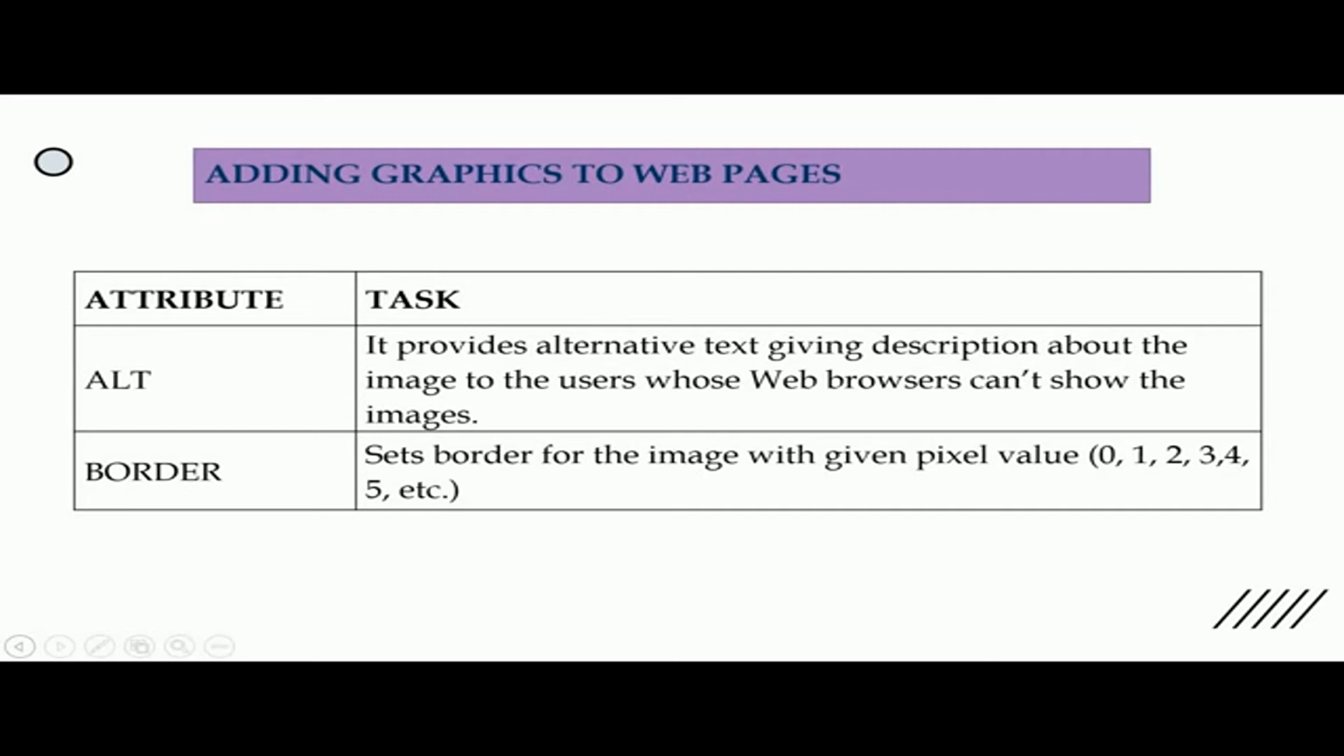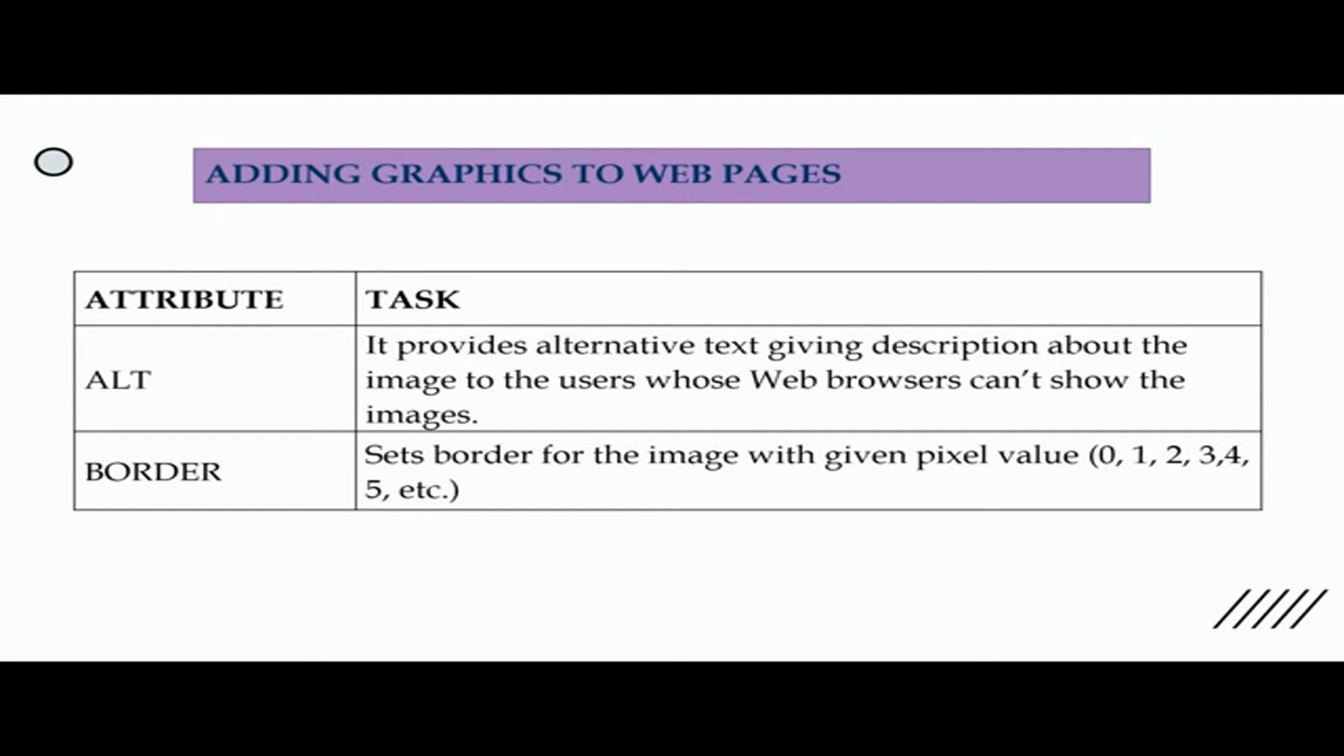Now the last attribute is the border attribute. It is used to specify the border width around the image, and this is provided with a pixel value 0, 1, 2, 3, etc. The higher the number, the more this will increase the width of the border.